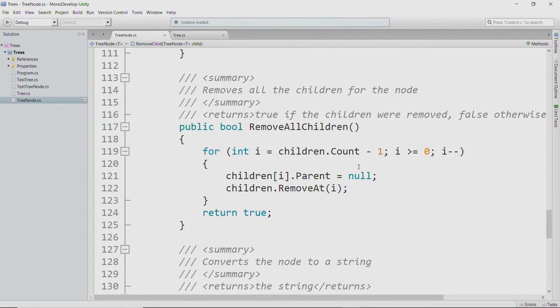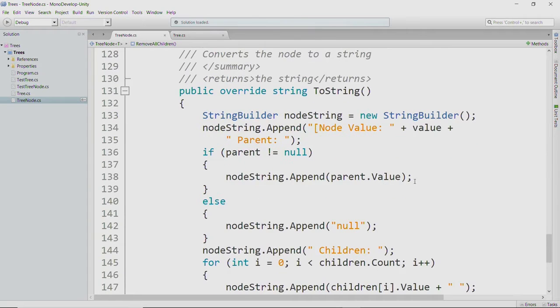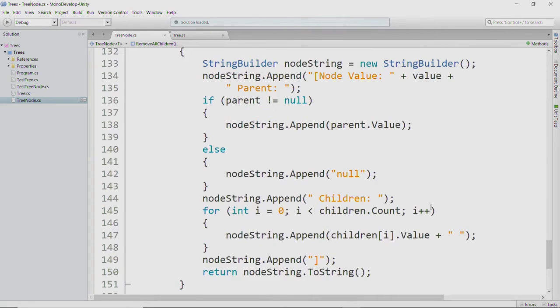Removing all the children from the node, this loop is clearly order n, where n is the number of children the node has. This is constant time, and this is constant time only because we're removing from the end of the list, so we're avoiding any shifting as we go through the list removing stuff. So because the loop executes n times, the remove all children operation is order n. And then converting the node to a string is also order n in the number of children because we loop over each child, printing out its value.